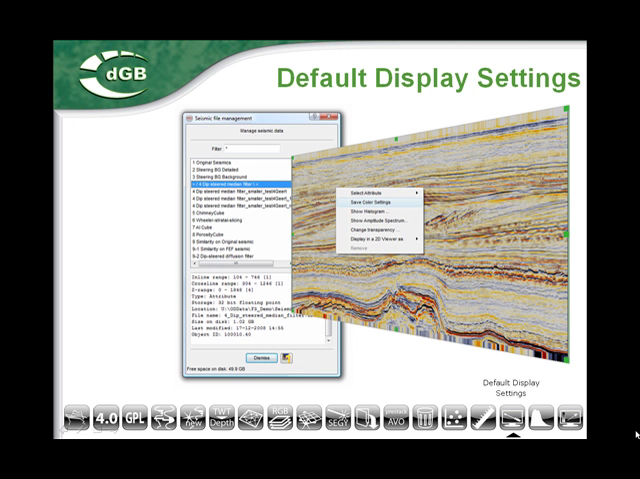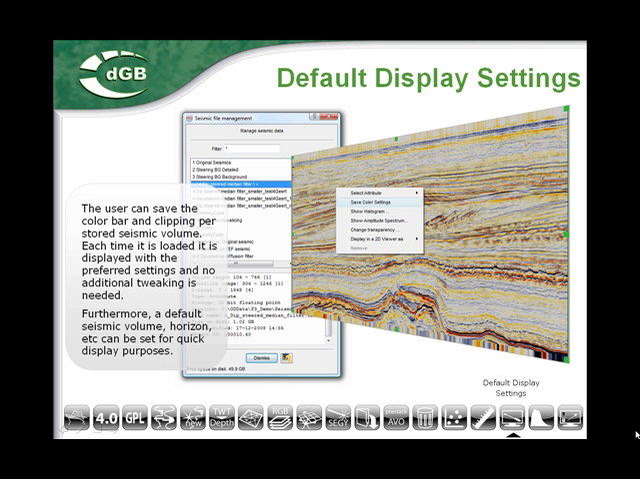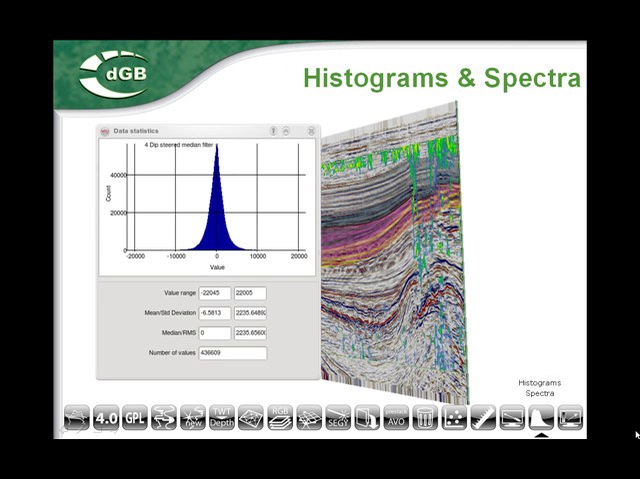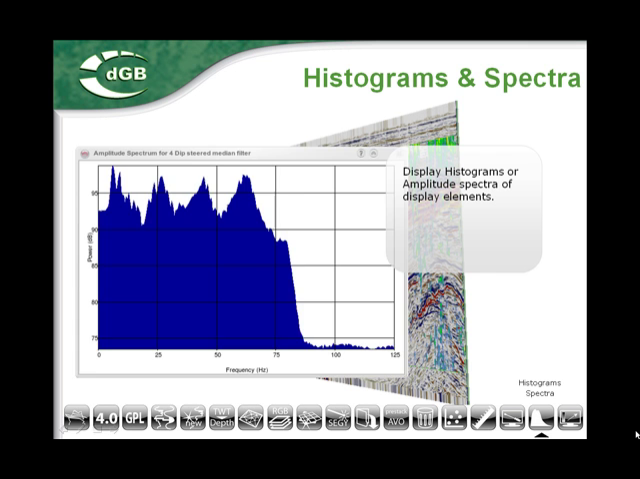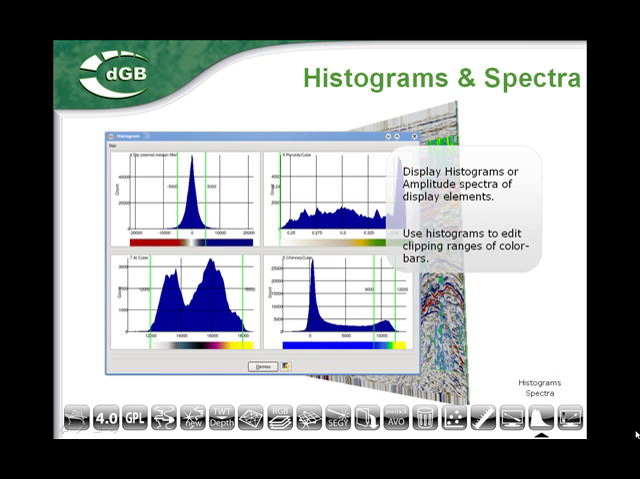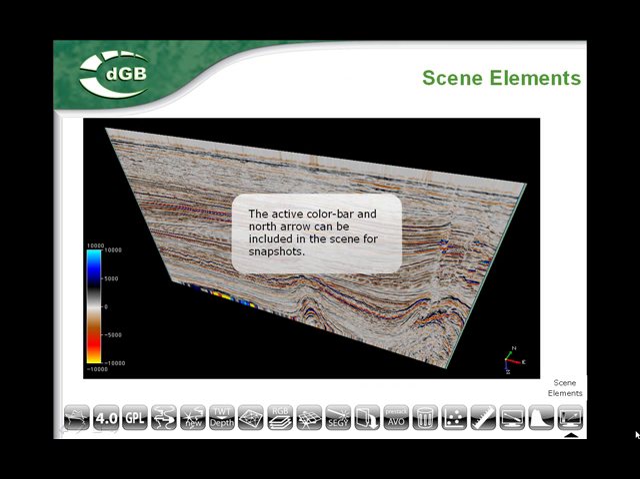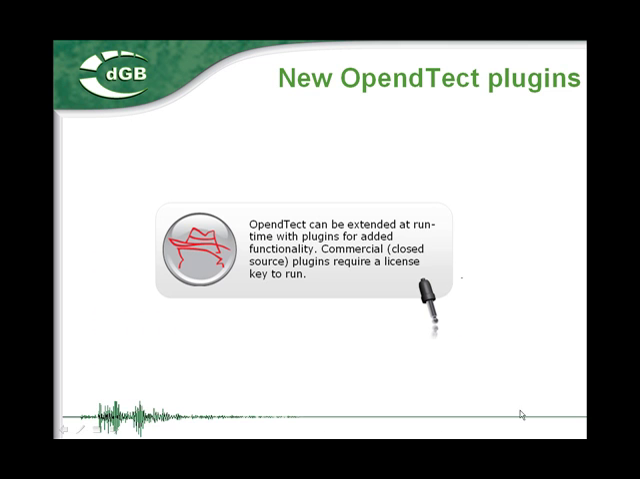We introduced default settings for colors and scaling. Each stored volume can have its own settings and you can select one volume to be your default dataset. Setting of defaults will save you hundreds of mouse clicks in each OpenDetect session. For every display element you can now display a histogram and an amplitude spectrum. Histograms can be used to adjust clipping ranges. The active color bar and the north arrow can be displayed in the 3D scene before you take a snapshot.